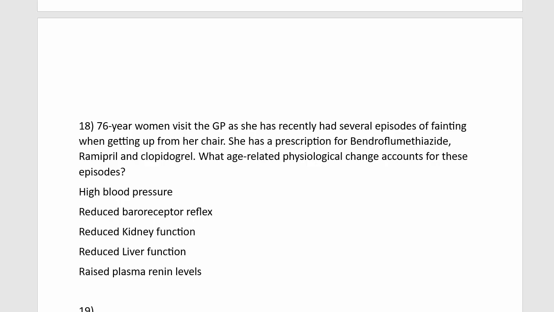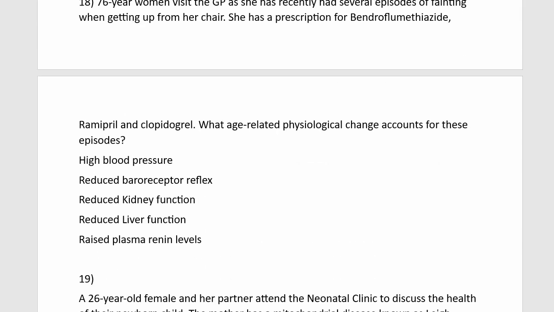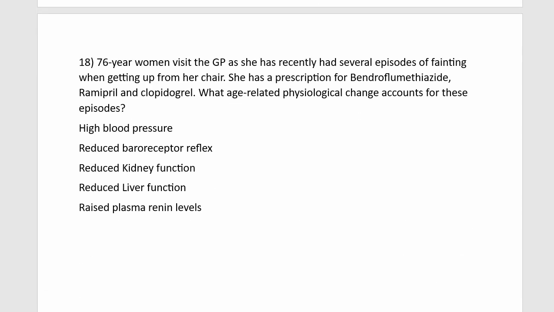Okay, question 18. A 76-year-old woman has had several episodes of fainting when getting up from her chair. She has a prescription for bendroflumethiazide, ramipril, and clopidogrel. I always mispronounce that, it's clopidogrel. What age-related physiological change accounts for these episodes? Is it high blood pressure, reduced baroreceptor reflex, reduced kidney function, reduced liver function, or raised plasma renin levels?